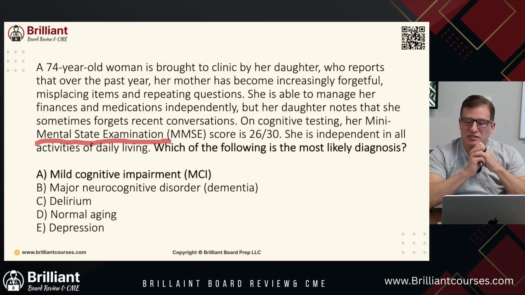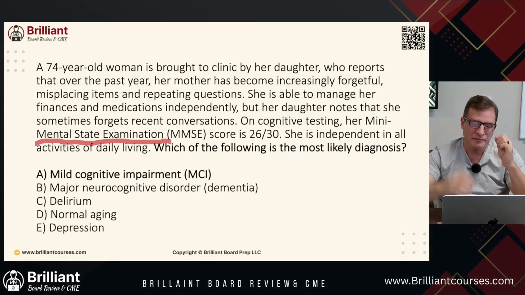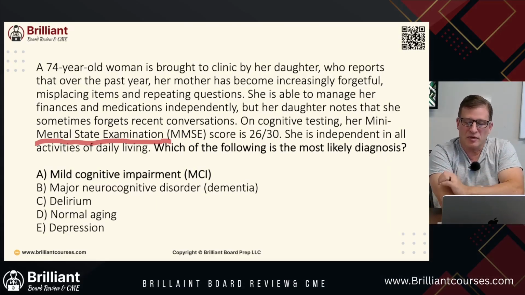Normal aging does not typically involve objective cognitive deficits on testing. For college-educated individuals, a mini mental state exam score of 27 or less may indicate cognitive impairment compared to a standard cutoff of 24. So this lady was 26. We didn't mention it, but she was college educated.